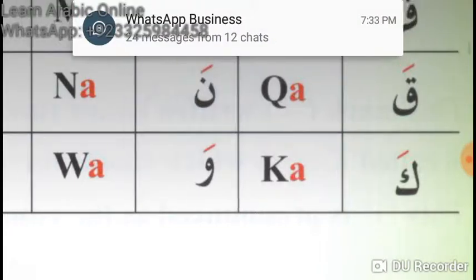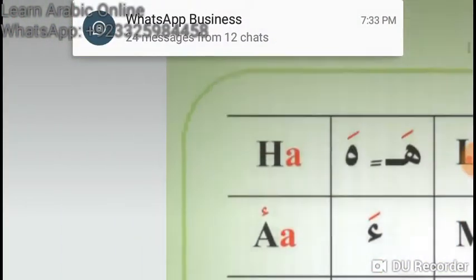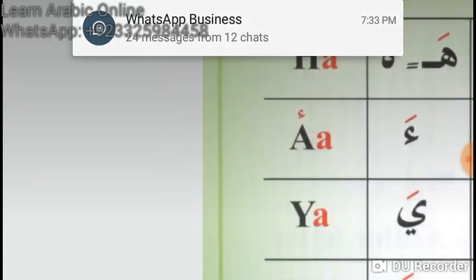Fatha, ha. Ha, fatha, ha, or tarma buta fatha ha. This is also ha. This is not tarma buta. Tarma buta has two dots, and this does not have any dots. Okay.